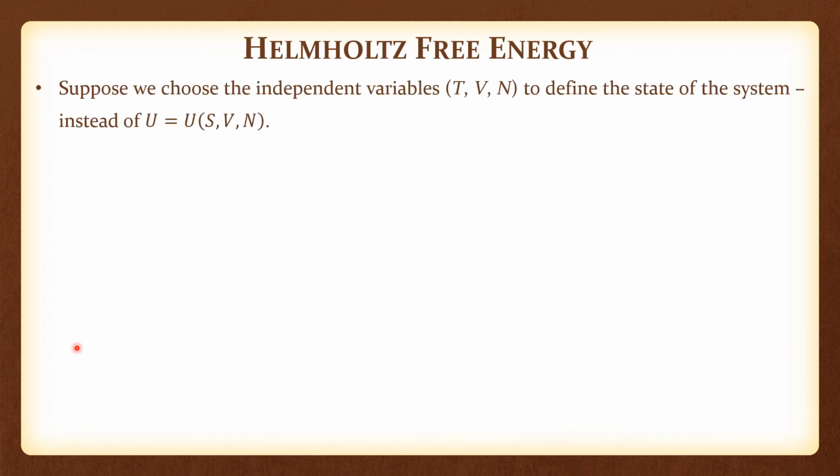Now we turn our attention to the next thermodynamic potential, Helmholtz free energy. Suppose we choose the independent variables temperature, volume, number to define the state of the system instead of entropy, volume, number, which will of course result in the energy of the system which defines the macroscopic state of the thermodynamic system to be internal energy. Now, what will be the energy if we choose temperature, volume, and number?